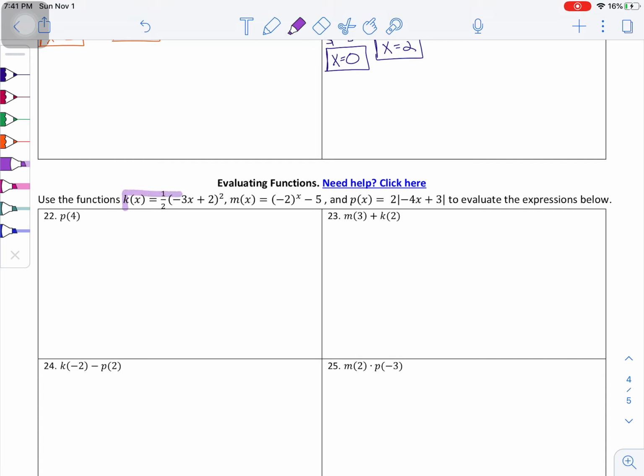We have this k of x function, which is 1/2 negative 3x plus 2 squared. We have this m of x function, which is the quantity negative 2 raised to the x minus 5. And the last one we have here is p of x is equal to 2 times the absolute value of negative 4x plus 3. All right. So basically, we want to make sure that we're using the appropriate functions in these problems.